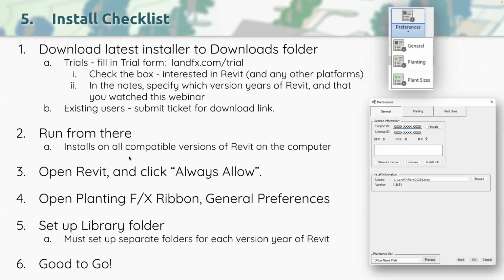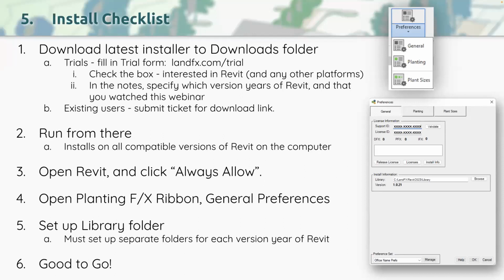So the installer, you've decided you're going to do this. Okay, we've got everything we need. First you have to decide, are you doing a trial or are you an existing user? For trials, you're going to fill in the trial form. There's the website link where you can go and fill that out right now if you want to. Check the box that you're interested in Revit and any other platforms, like if you have AutoCAD or Civil or even SketchUp.